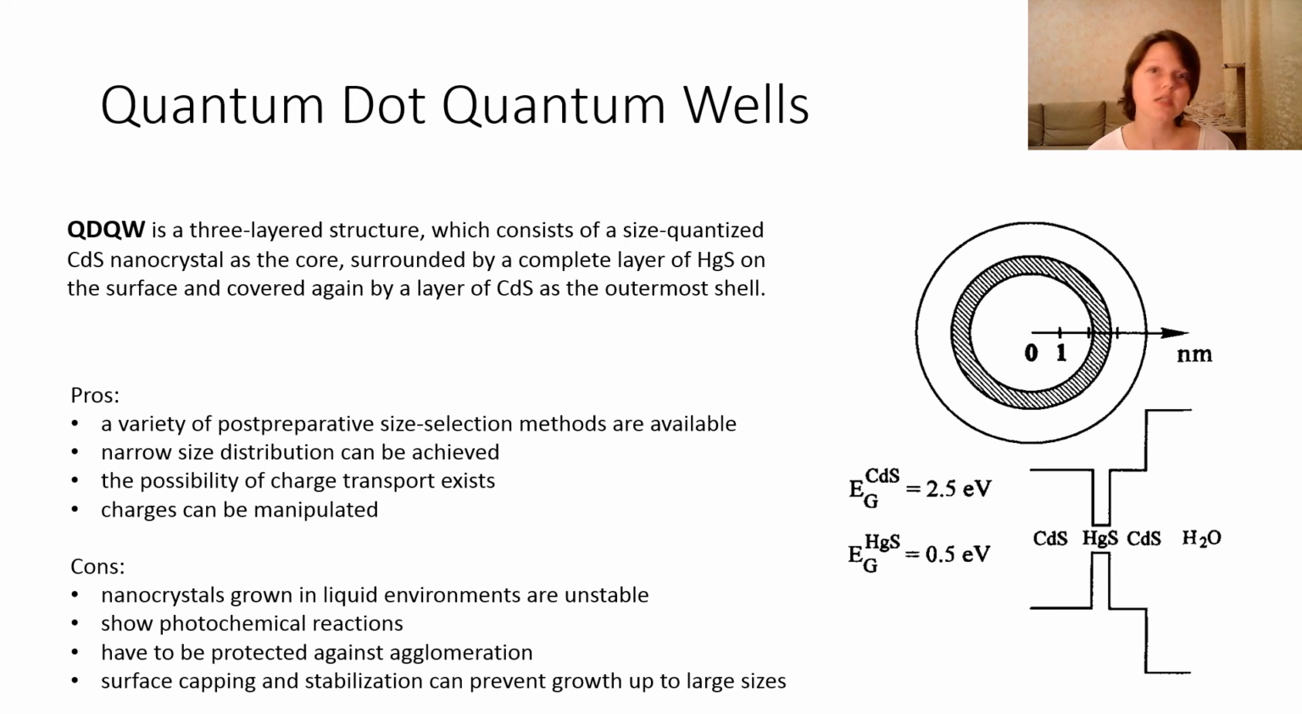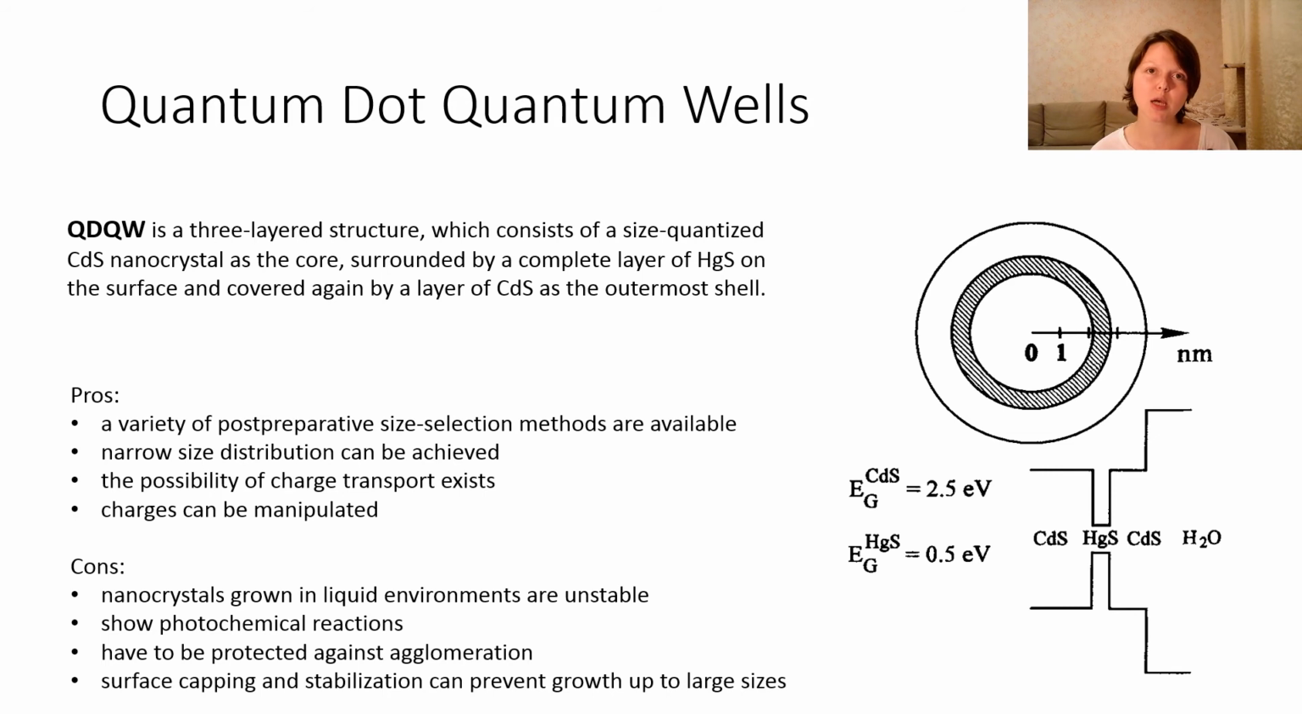So, summarizing all the methods of growing nanocrystals inside of the organic matrices, we can point out the next advantages. First of all, we have a variety of post-preparative size selection methods. We can achieve narrow size distribution. We have the possibility of charge transport, and also we can manipulate all these charges.